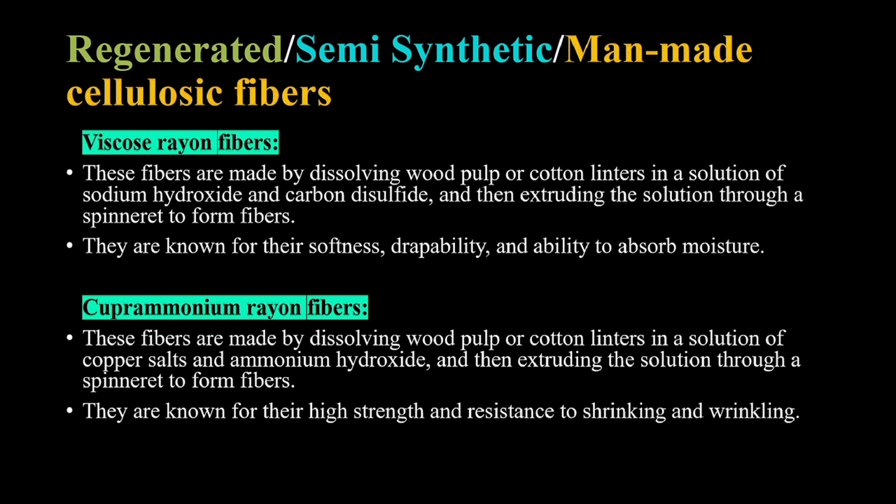So the difference between these two fibers is this. Viscose rayon is made by dissolving pulp. Cuprammonium rayon is also made by dissolving wood pulp. But the difference is the solution or process. Viscose rayon uses sodium hydroxide and carbon disulfide, while cuprammonium uses copper salt and ammonium hydroxide. So this is the difference.